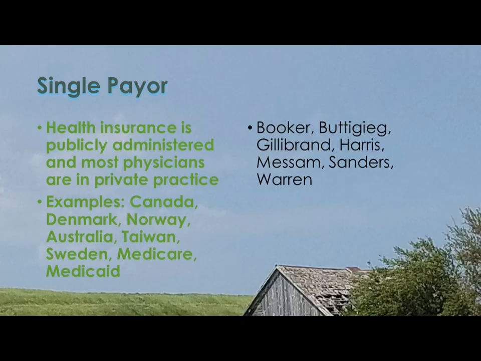In a single payer system, health insurance is publicly administered and the physicians remain in a private practice, very different from the national health system we just discussed. We see this in a number of countries around the world: Canada, Denmark, Norway, Australia, Taiwan, Sweden. But you would also be able to make an argument that Medicare itself is an example of a single-payer system. It only applies to people who are age 65 or older, but that is the level of coverage that they get uniformly across the country. Medicaid is another example of a single-payer system for people who qualify for that product.